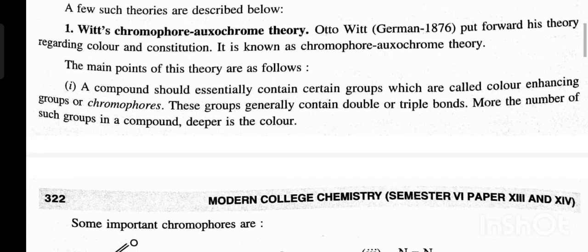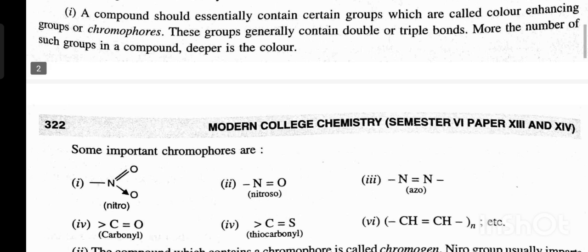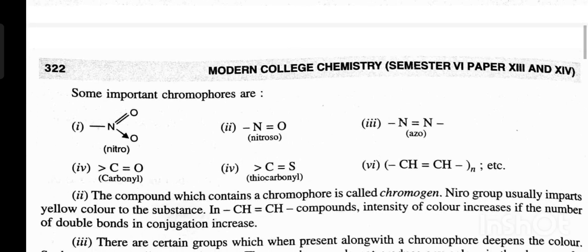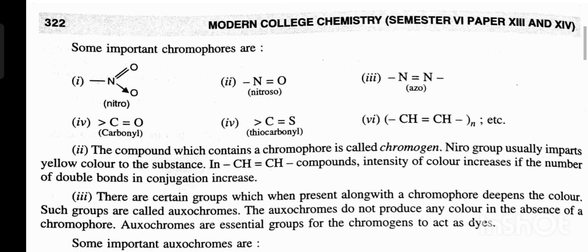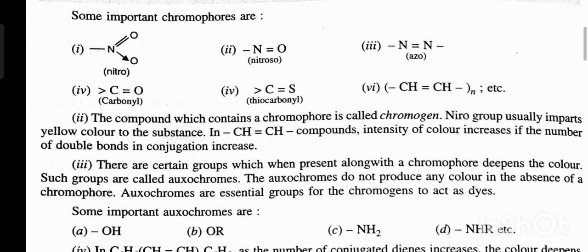First, a compound should essentially contain certain groups which are called color enhancing groups or chromophores. These groups generally contain double or triple bonds. The more the number of such groups in a compound, the deeper the color. Some important chromophores are nitro, nitroso, azo, carbonyl, thiocarbonyl, ethylene, etc. Second, the compound which contains a chromophore is called a chromogen. The nitro group usually imparts yellow color to the substance. In CH=CH compounds, the intensity of color increases if the number of double bonds in conjugation increases.